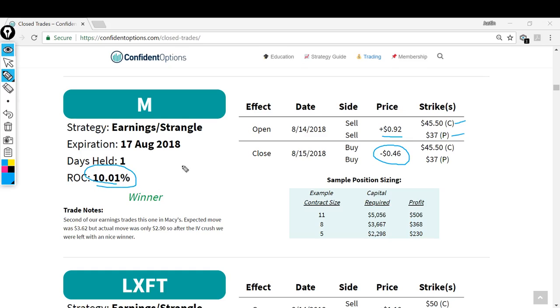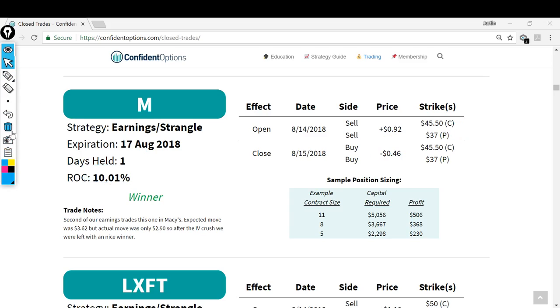We always trade the front month contracts, so the front weekly contracts, not month. In this case, these happen to be the monthlies, but we're always going to trade the expiration that is at the end of the week for the week that you're trading for these earnings trades.